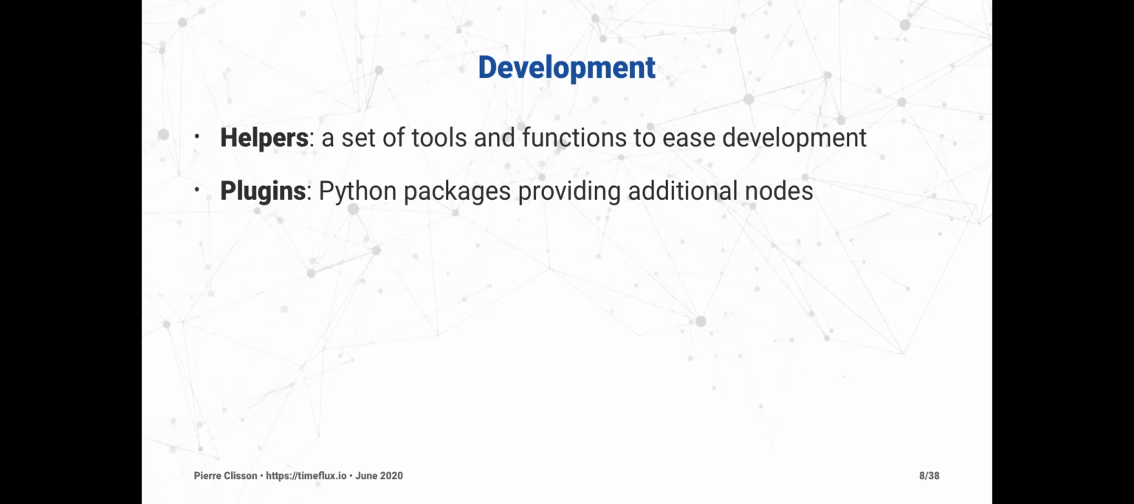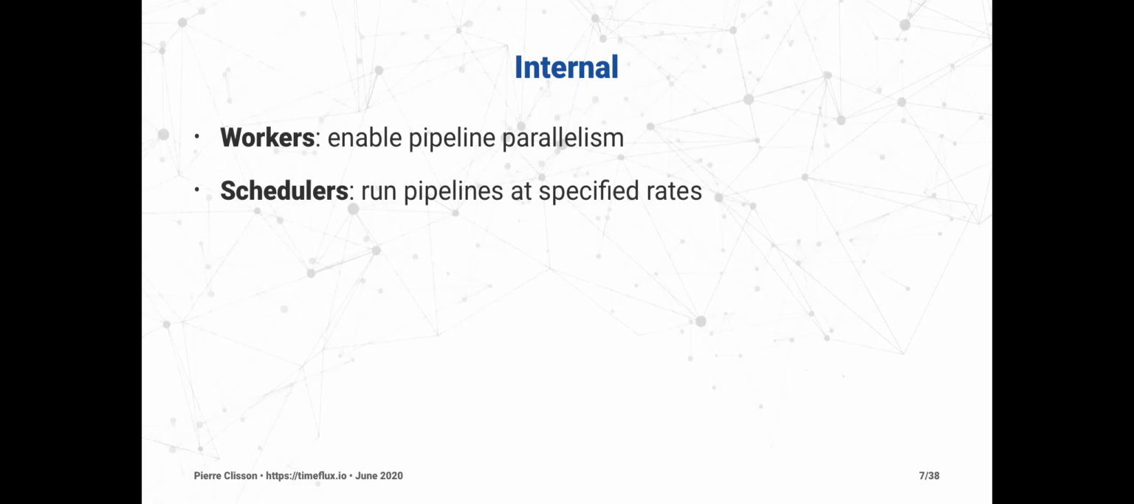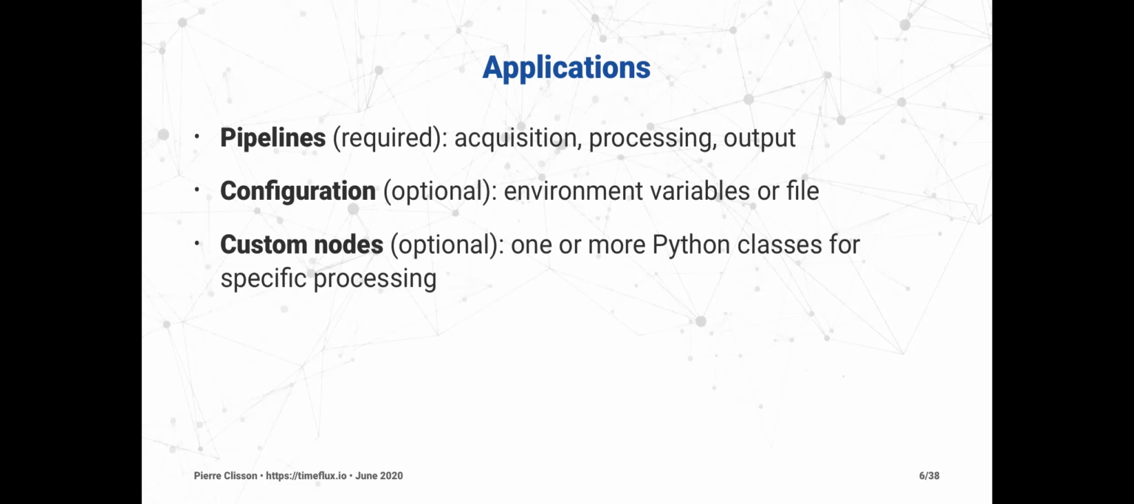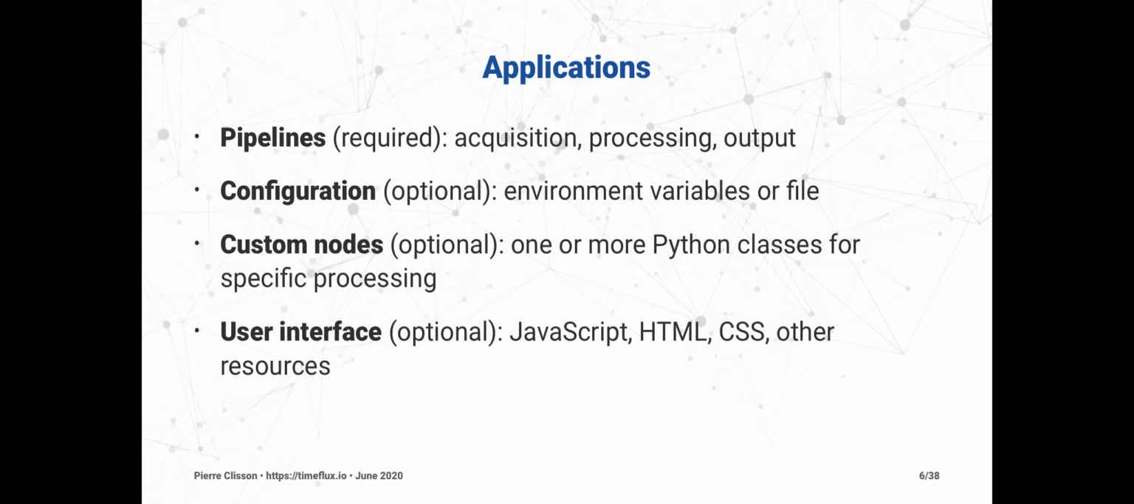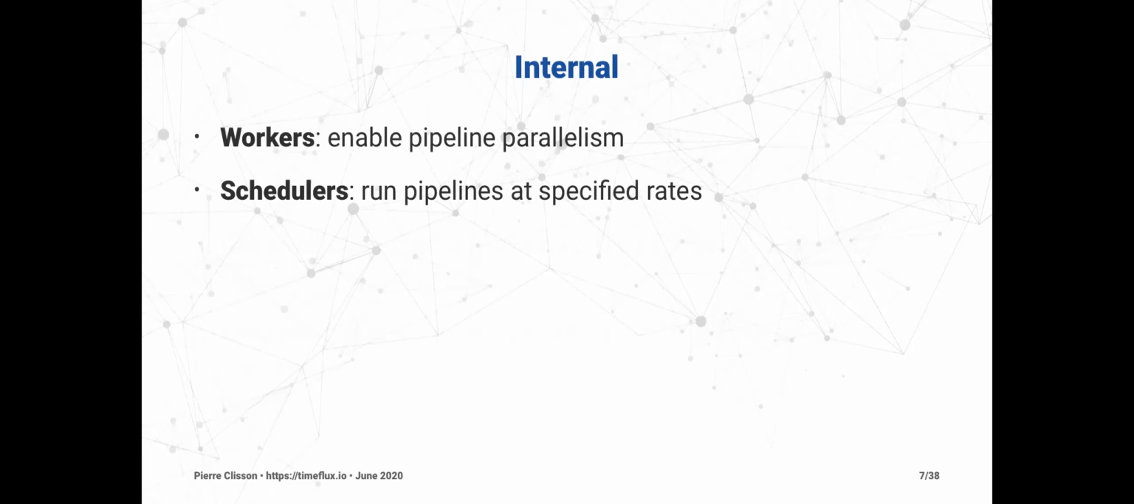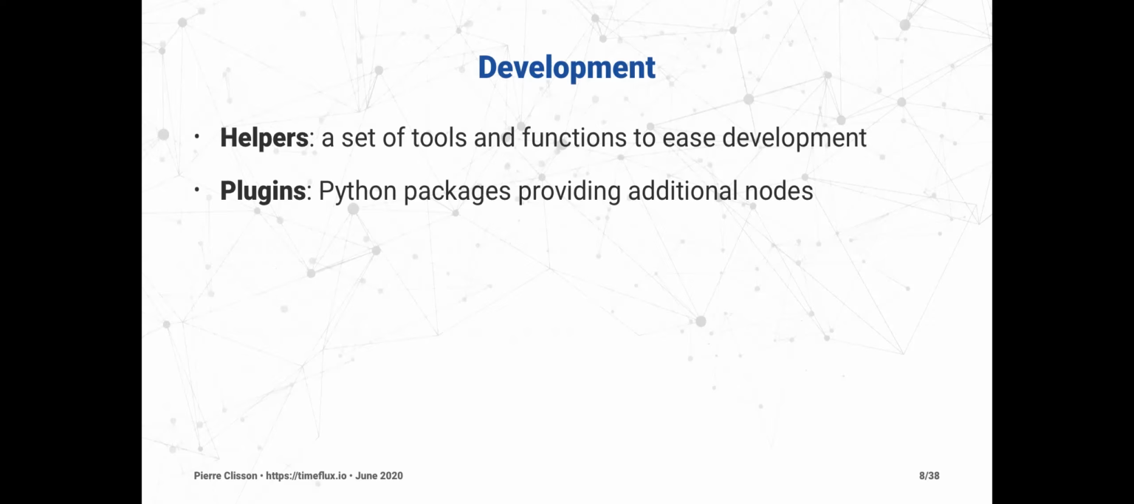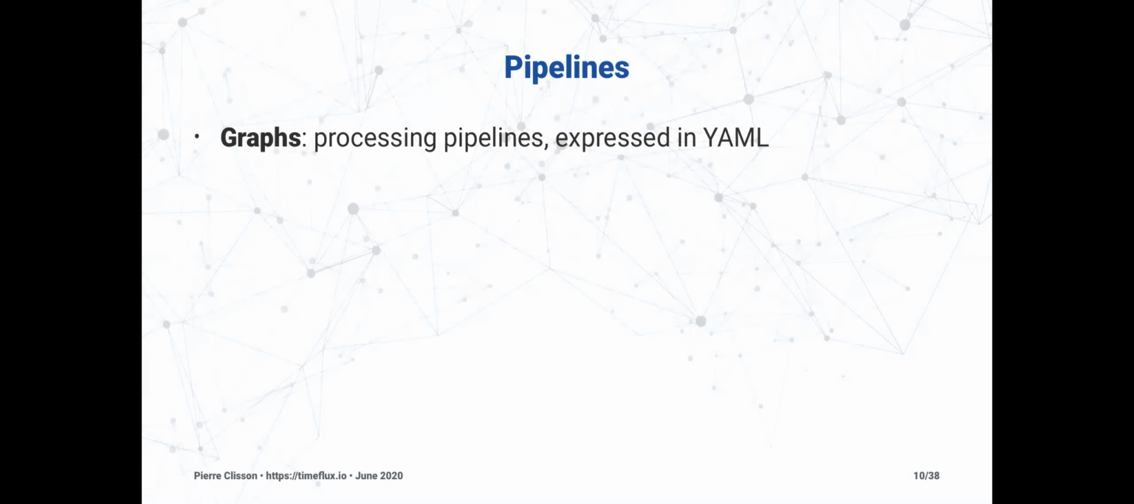Okay, so remember we talked about pipelines. We talked about configuration. We talked about custom nodes and the user interface. So we go into details on each of these components. So pipelines. Pipelines are basically graphs. We describe the pipelines, the graph, using a YAML syntax. We'll see in a few moments how we can do this.